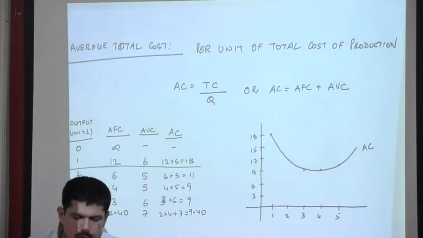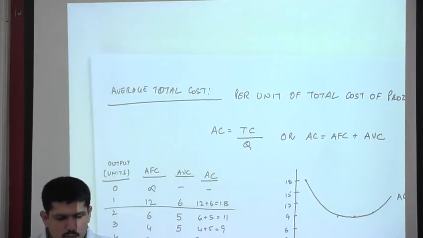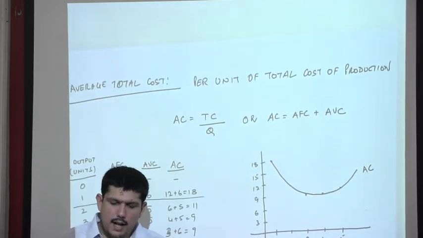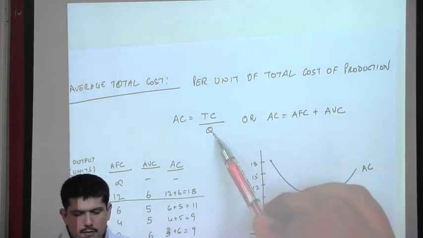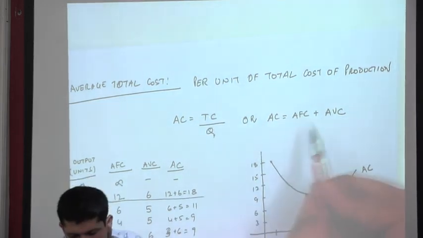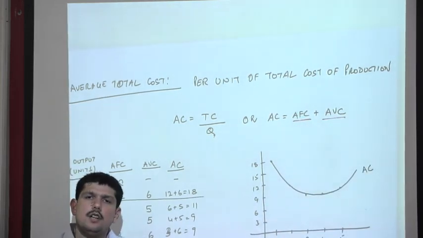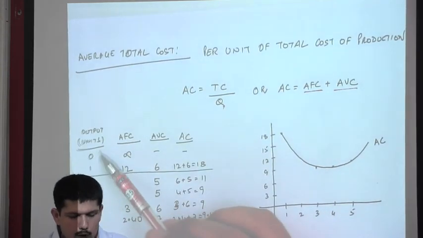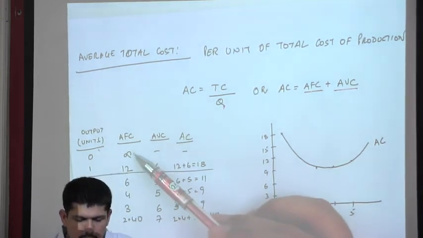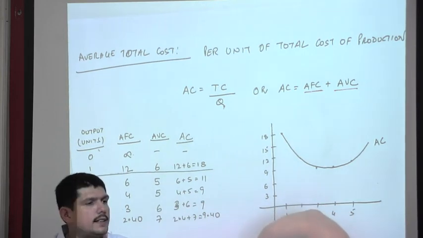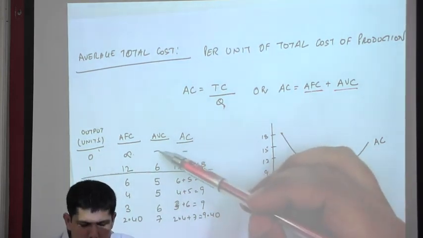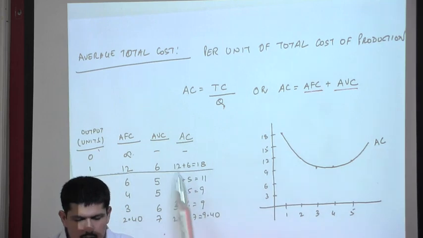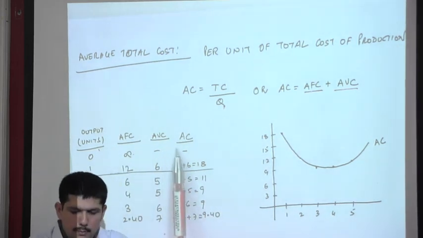right? Then we move on to the average total cost, right? Average total cost is the total cost of production divided by the total quantity produced, right? Or in other words, we can say that it is the summation of average fixed cost and average variable cost, right? So again, using the same figures which we had taken, the output increased from 0 to 5. Initially, the average fixed cost was infinite and it started decreasing as the output increased. Average variable cost initially decreases, it becomes constant, and then it starts increasing. Right, and average cost is the summation of average fixed cost and average variable cost.